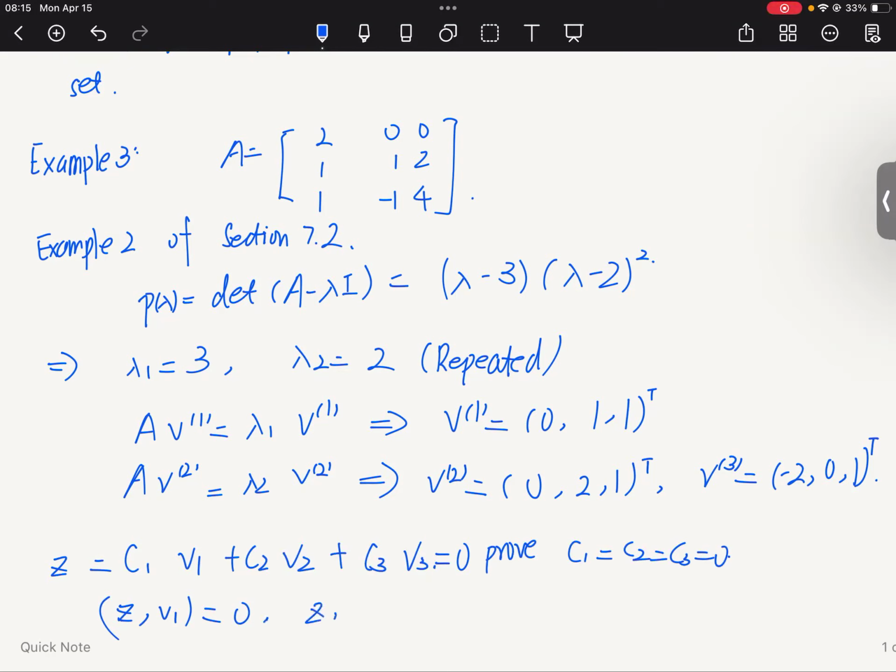The second step is taking the inner product with v2, and then with v3, and you will find that from this one, c1 equals 0, from this one, c2 equals 0, and from this one, c3 equals 0. This is the idea of how to prove these vectors V1, V2, V3 are linearly independent.